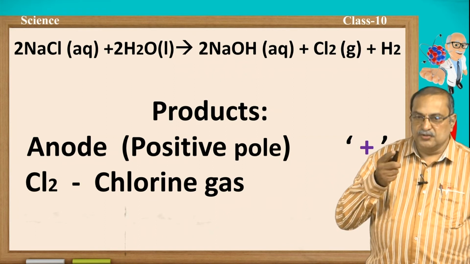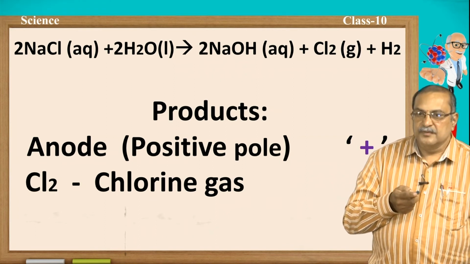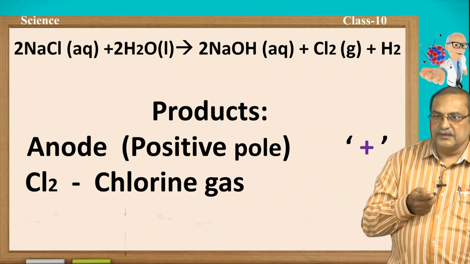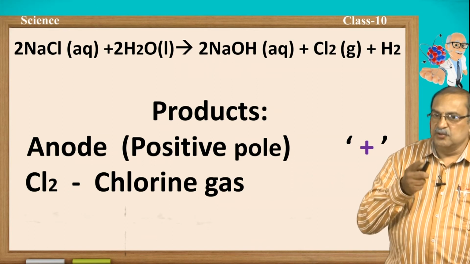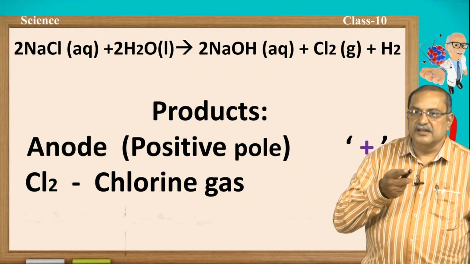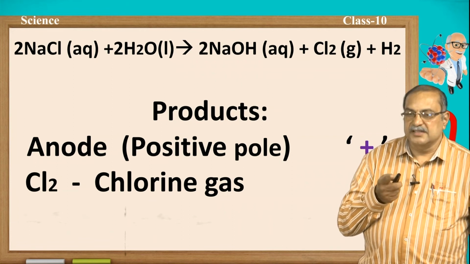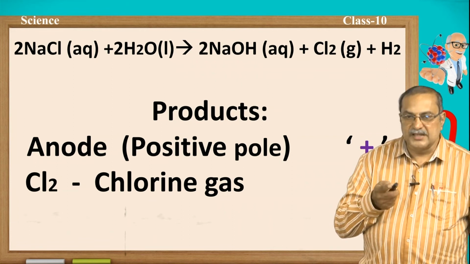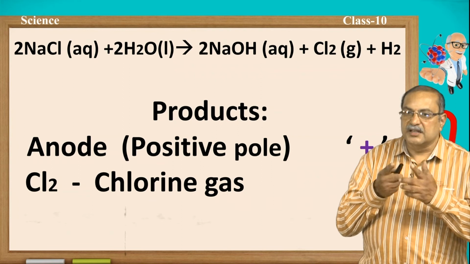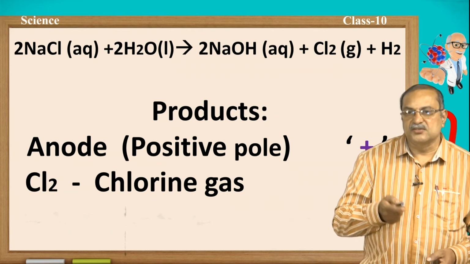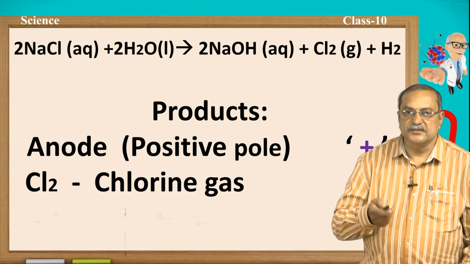Since the anode is the positive pole, and chlorine ions, Cl minus, have a negative charge, they come to the positive pole and join with another chlorine atom, and the chlorine gas comes out and escapes. Okay.